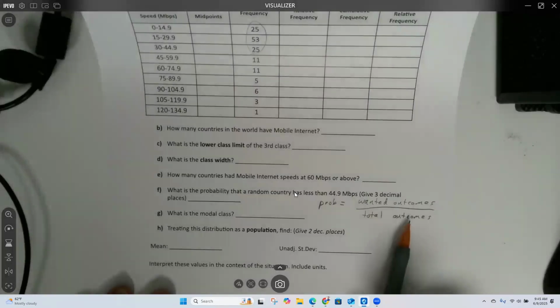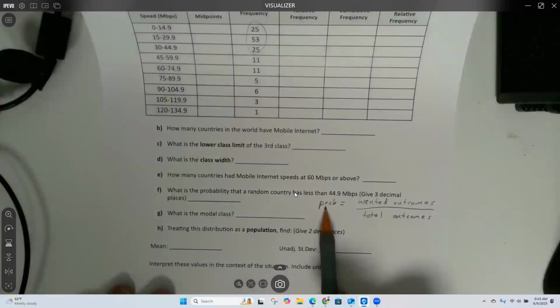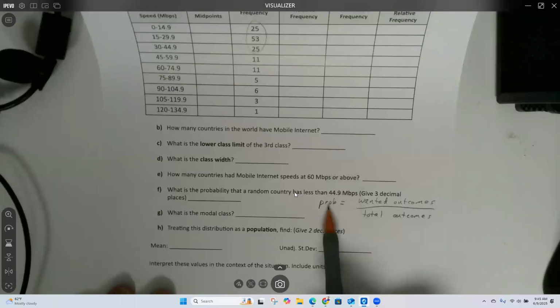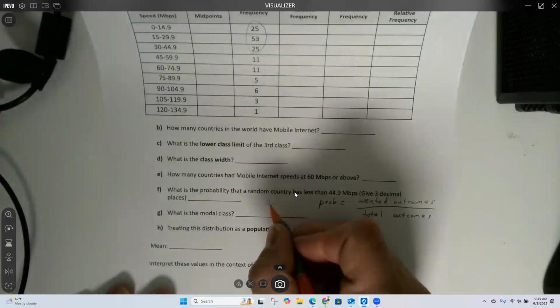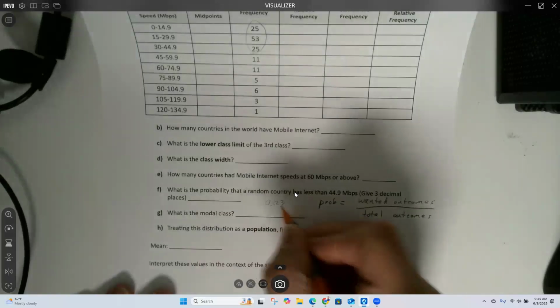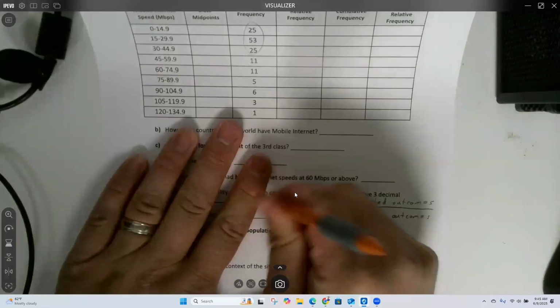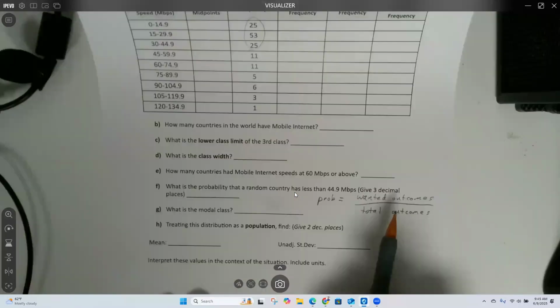So those are our wanted outcomes divided by total number of outcomes. Probability is always going to give you a fraction or a decimal or a percent. Those are all interchangeable in math. Usually we talk about percents or decimals. So here, give me three decimal places. If your answer is 0.123, I'm fine with that. That's not the answer, but I want three digits after the decimal.